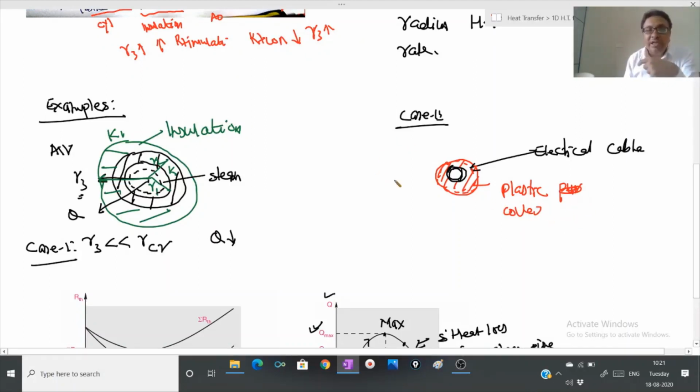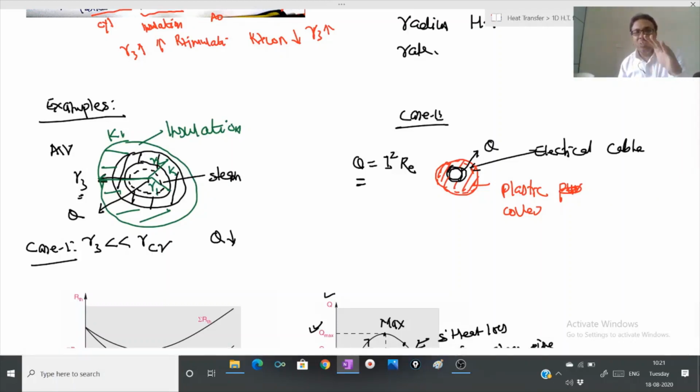Now, from where will the heat come? If a cable is carrying a high amount of current through it and its resistance is Re, this much heat will be generated, and this heat must be dissipated to the environment at the same rate at which it is generated, to keep the temperature of the electrical cable to a minimum level. But what we have done is provide an insulating material layer. Now that can prevent the heat loss from the cable to the atmosphere.